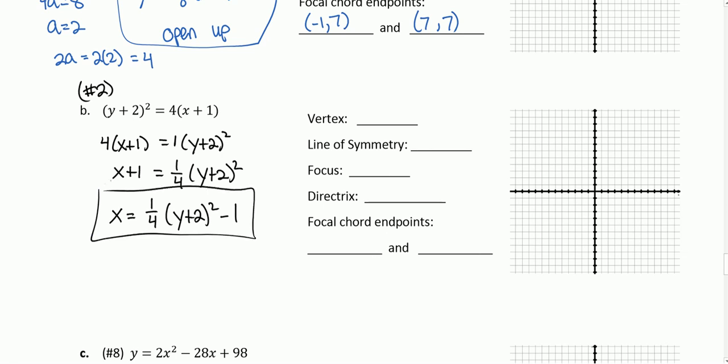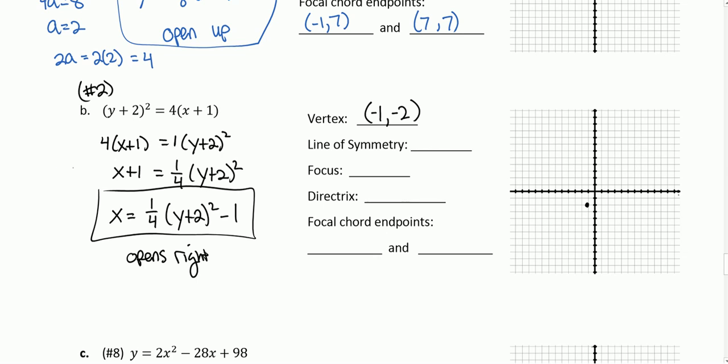Okay, so here it's going to open in the positive x direction. So it opens right. We say positive because the 1/4 is positive. We say x direction because it's an x equals parabola. The vertex of this parabola, well, that y plus 2 contributes to the y value of the vertex. So we get a -2 for the y value, and the -1 contributes to the x value. So we can start by plotting that vertex at -1, -2.